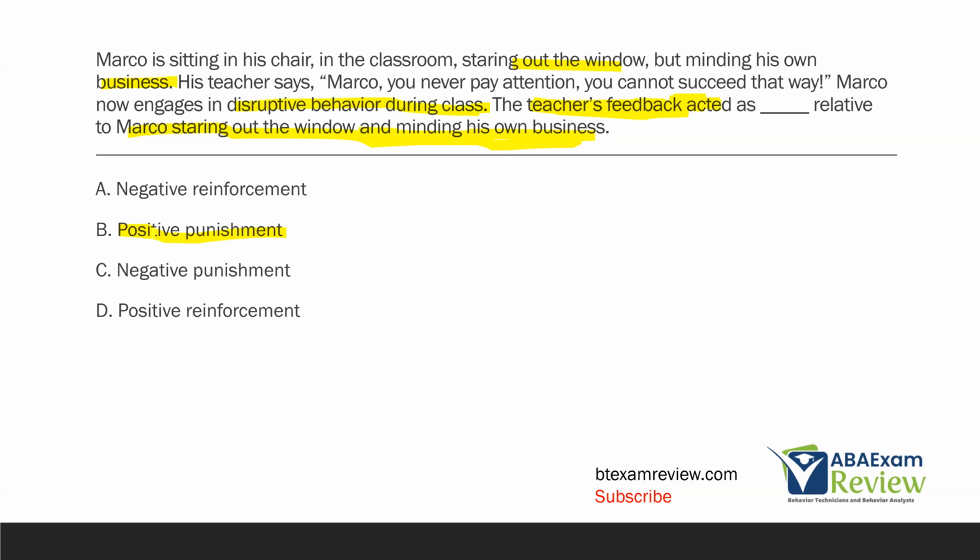Remember, you've got to pick the best answer. And this one is a little harder because it's not that specific. You have to ask yourself, what happened as a result of the consequence? Well, Marco engages in disruptive behavior. He didn't do it before, so what changed? Well, he stopped minding his own business.